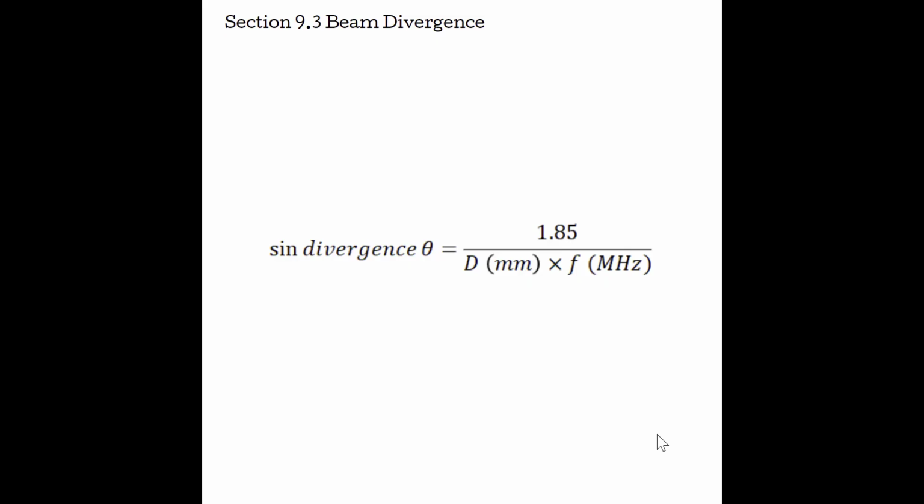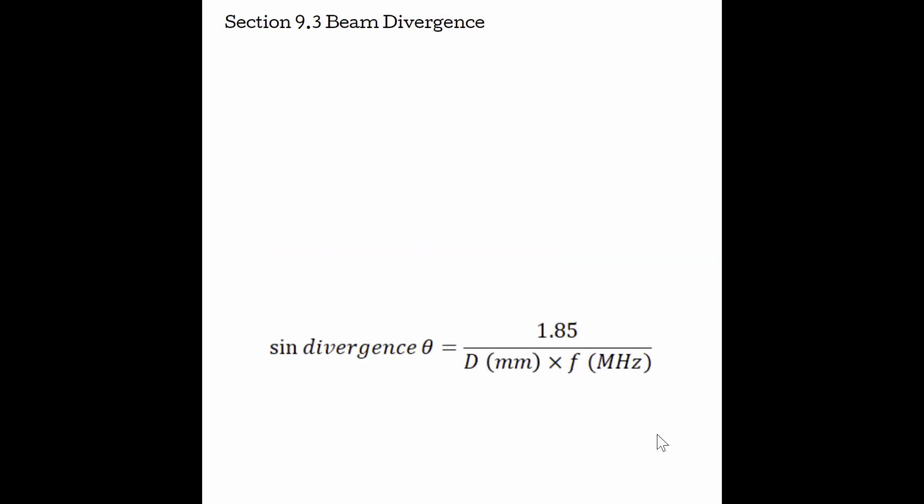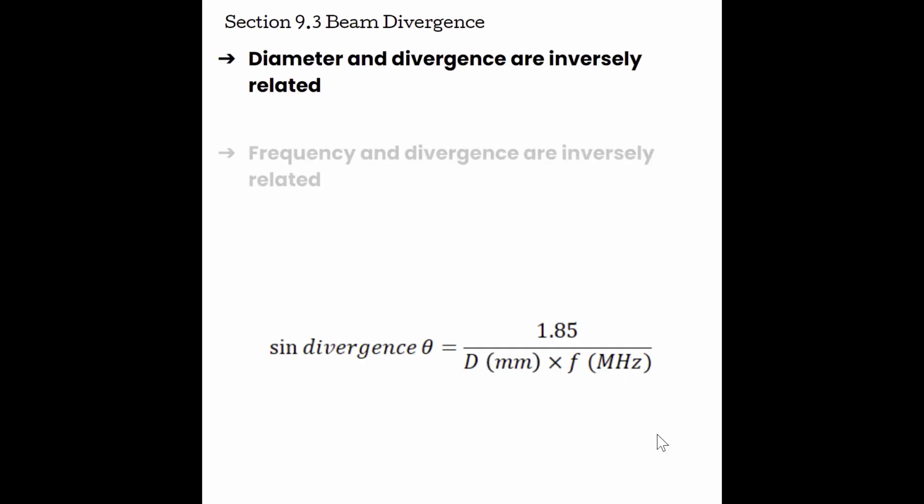I'd be very surprised if you actually had to calculate the near zone length, and I would be very, very surprised if you ever had to calculate the divergence angle. It's just not going to happen. So instead, we are going to focus on the relationships that this formula tells us. So we know from this formula that diameter and divergence are inversely related, and that frequency and divergence are inversely related. And we know that because of our formula. We've got diameter and frequency both in the denominator position, so they are going to be inversely related to our quotient.